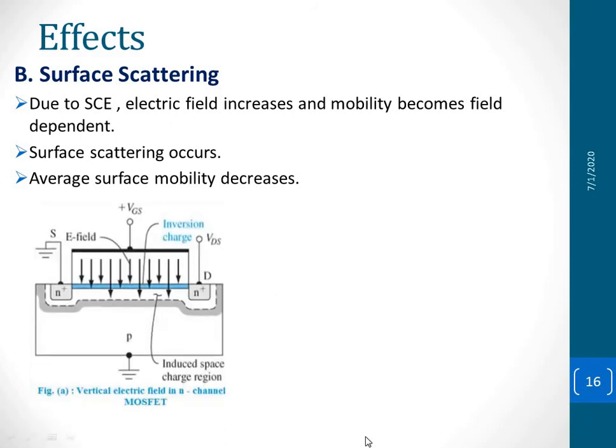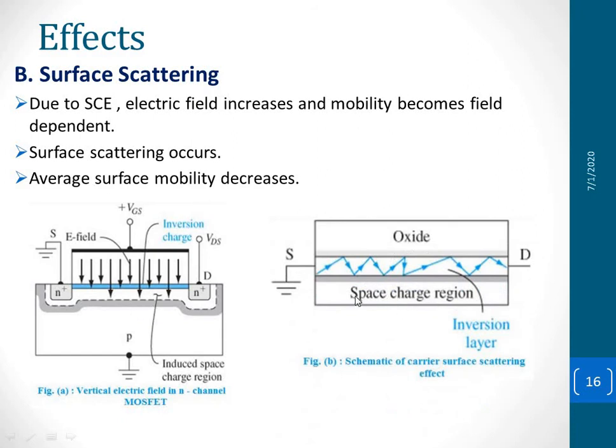So you can see here, this is the induced space region and inversion region also happens here, and you can see the space charge region. So as the inversion layer changes, the space charge region also will change. So this is called the surface scattering effect. It is not unique, it is changing.